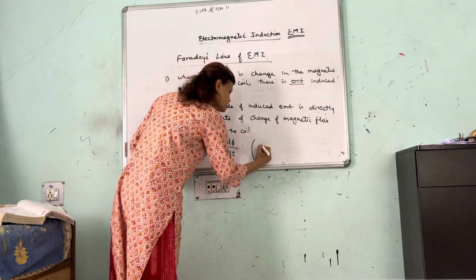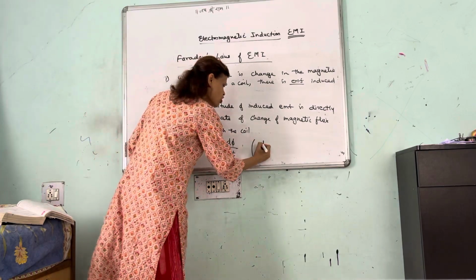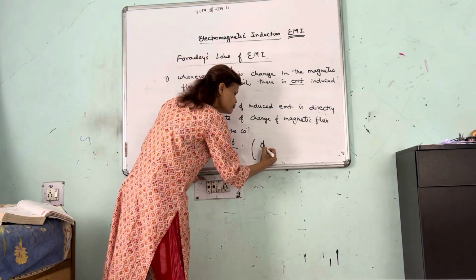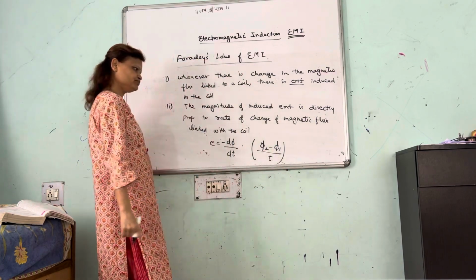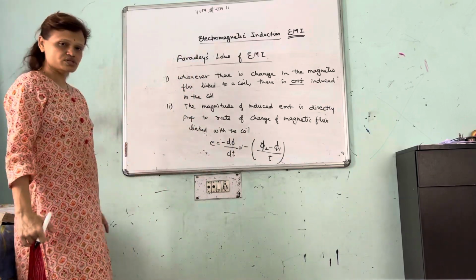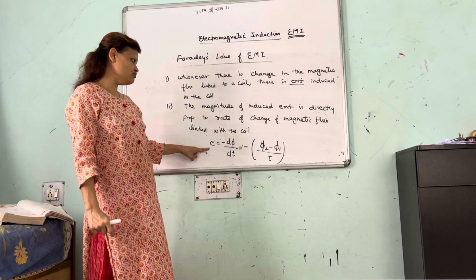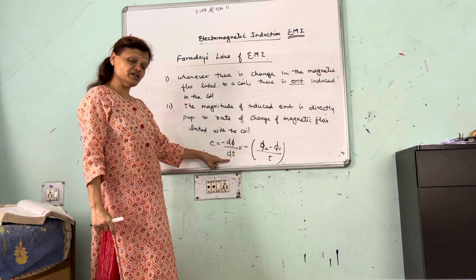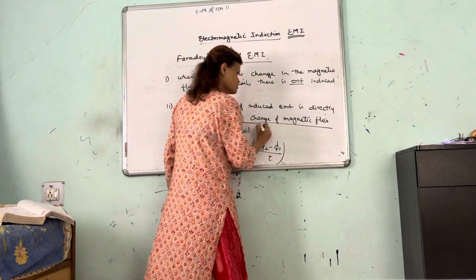You can either take the derivative if the expression is given, or if you know the change, write (phi 2 minus phi 1) upon t. This way also any formula you can use. Now I'll tell you, E is the induced EMF, which is given as minus d phi by dt, that is the rate of change of magnetic flux.